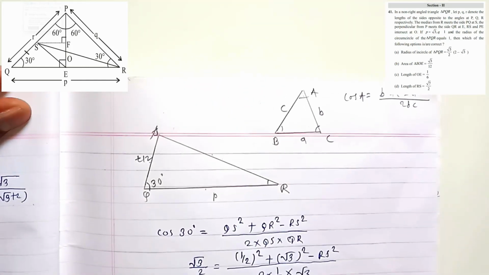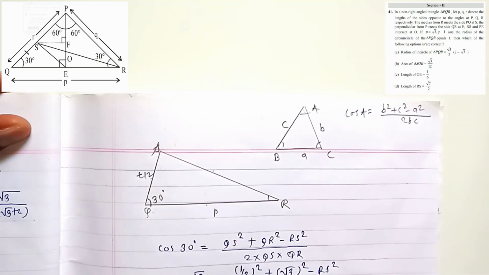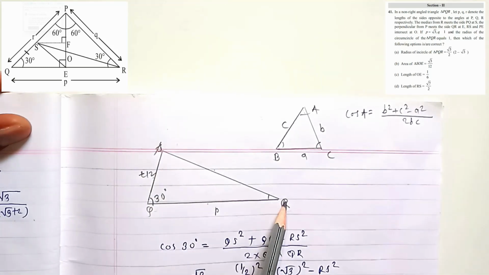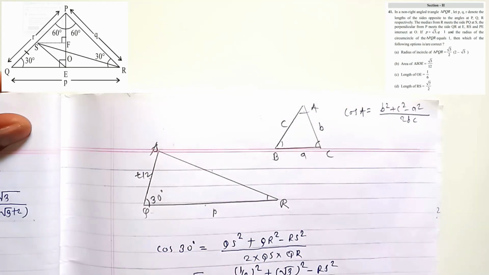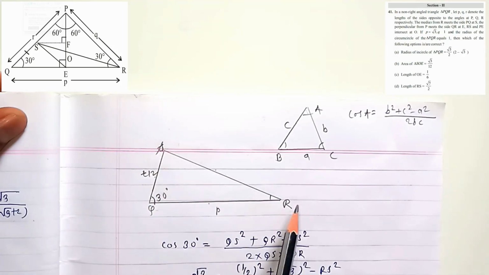RQS, and we want the length of RAS. That means the length of RAS we want here. I just took the triangle RQS out from our figure separately, in order to understand our solution. So we want the value for RAS, in triangle RQS.